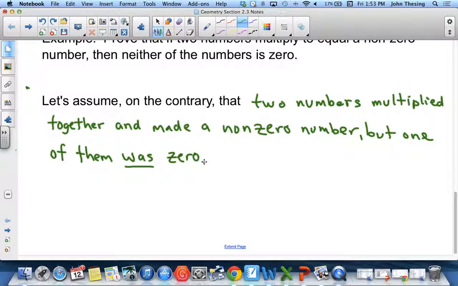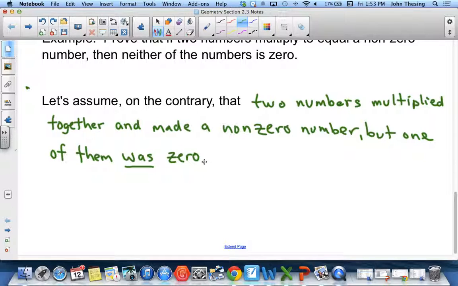Okay? So Baja, what we did was we assumed that this was false for a second. We're going to show that that's ridiculous, it's impossible. So as long as we can show that the opposite is ridiculous, then we know we're right. So two numbers multiplied together made a non-zero number, but one of them was 0.